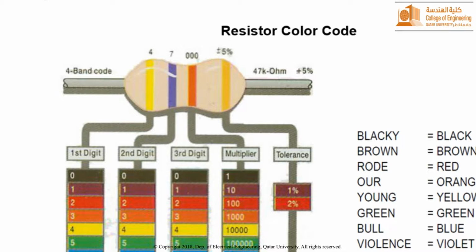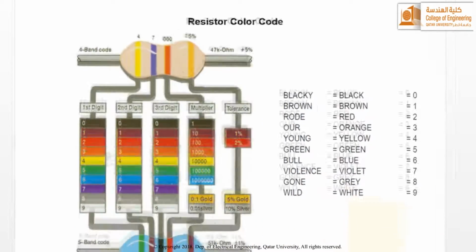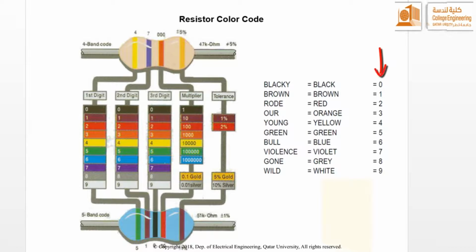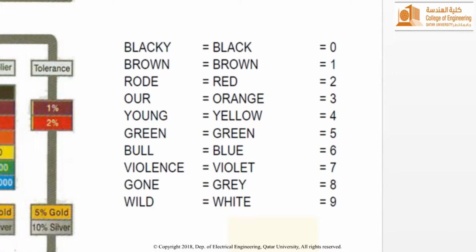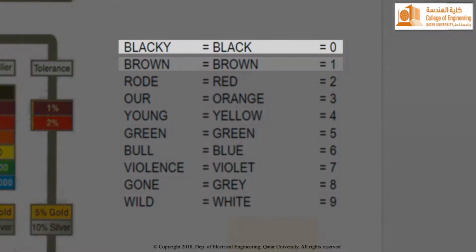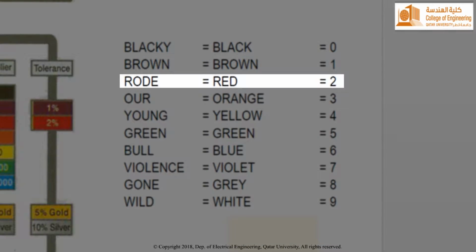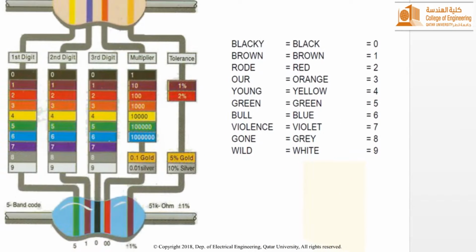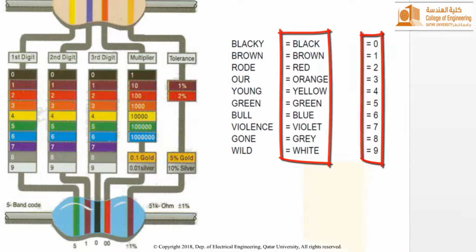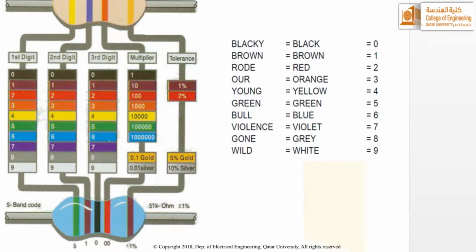In order to find the resistor value from the color strips, you need to know the numbers associated with each color. We can see here that it is a standard. Each color has a number associated with it. A black means 0, a brown means 1, a red means 2, so on and so forth. There are many ways of remembering how the colors are related to the numbers, and I'll give you an example of one of the ways of remembering it.